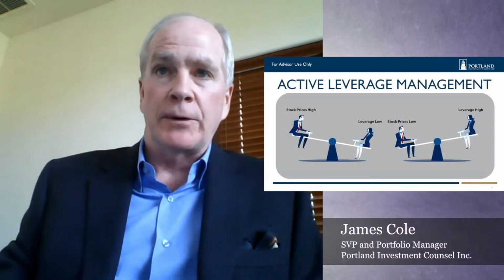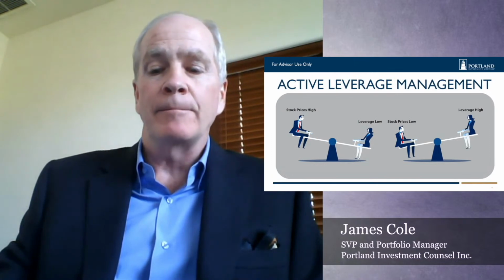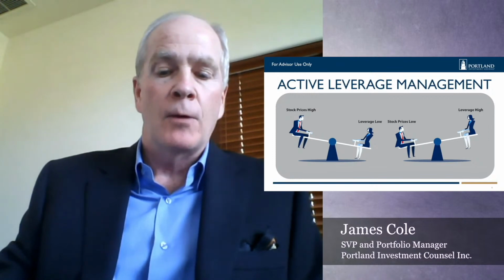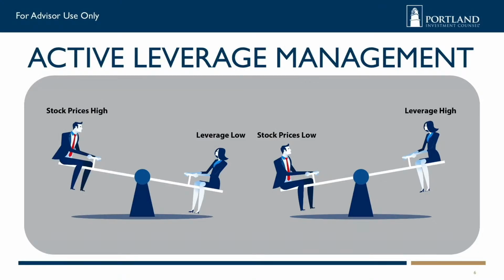This is a graphical illustration of what we do that I think everyone can relate to, the seesaw or teeter-totter. When stocks are low, we add to equities using leverage. Conversely, when stocks are high, we reduce equities and take the leverage down or eliminate it altogether. It really is that simple.